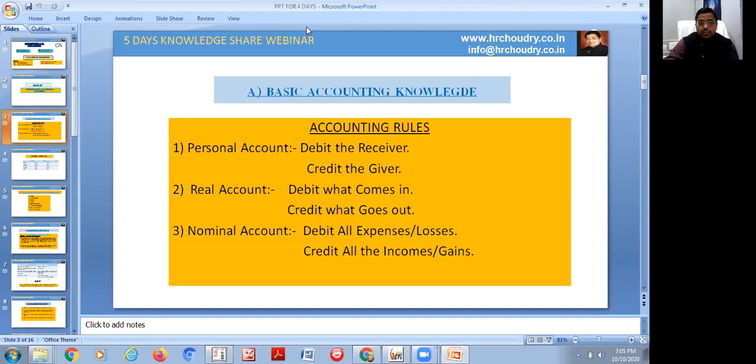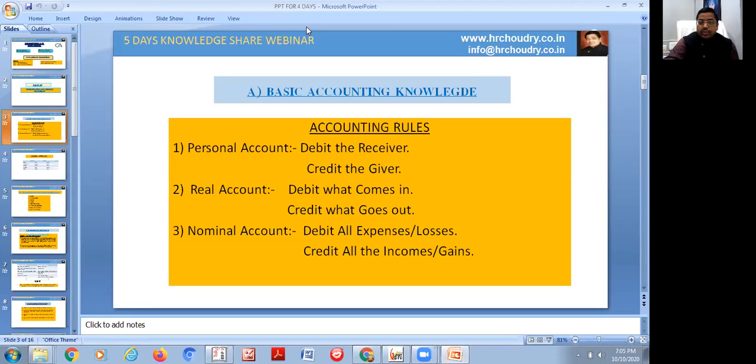Real accounts: debit what comes in, credit what goes out. For example, if you are withdrawing cash from your bank, you always debit cash and credit bank. In the same way, if you are depositing cash in your bank, you have to debit the bank and credit the cash. In case of nominal accounts, debit all expenses and losses and credit all income and gains.